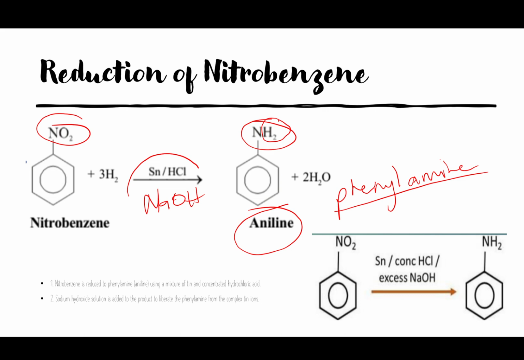It's not necessary for us to see the mechanism. I'm not going to draw the tin complex and see how sodium hydroxide releases the phenylamine from the tin complex. We don't need that. All we need to know is we have concentrated acid, excess sodium hydroxide, and tin, and nitrobenzene is reduced to aniline. That's all we need to know. Everybody good?